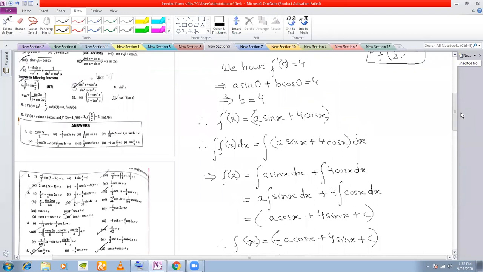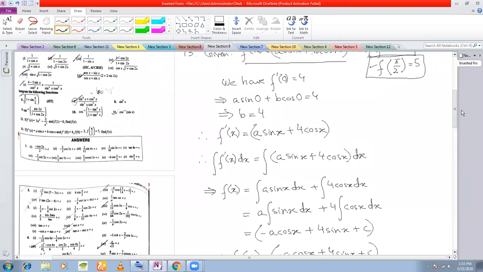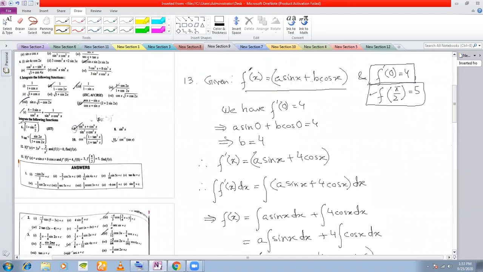Okay, there is one more condition that is given, which I forgot to write. In fact, 3 conditions are given. One, f 0 is equal to 3. This is also given to you. Okay, I forgot to write this condition. So there are 3 conditions given to you. I have used these 2 conditions. Now I'll use the third condition.